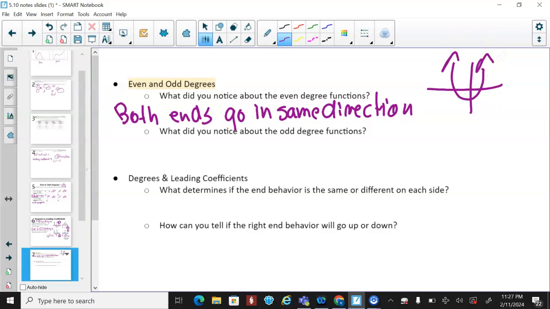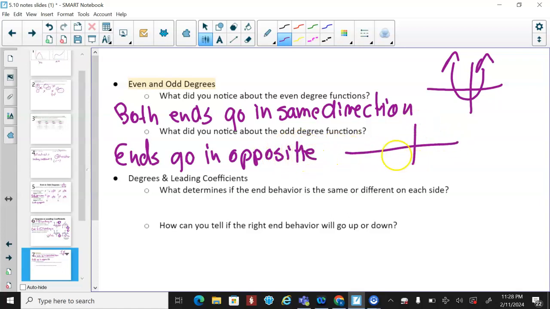And what do we notice about the odd degrees? That the ends go in opposite directions. So let's just say like this, completely opposite directions.